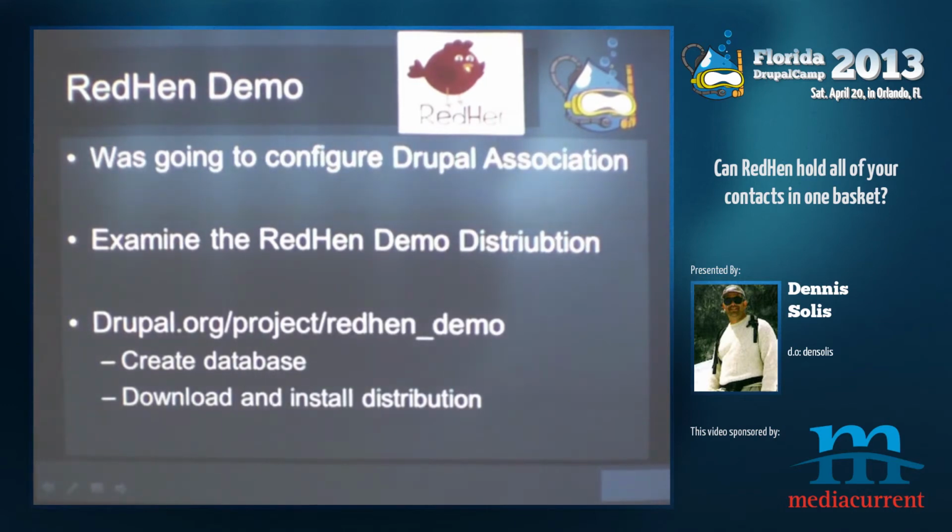Okay. So I was planning on setting up like a Drupal association thing, but I wanted you, when you guys left here, to be able to go and look at something to rebuild, because for me it works if I can see something in action. So what we're going to do is go through the RedHen demo distribution so that if you want to go back later, here's the notes, here's the distribution, here's how you get from one to the other. So first thing you do is you create your database, download the distribution, get it up and running.